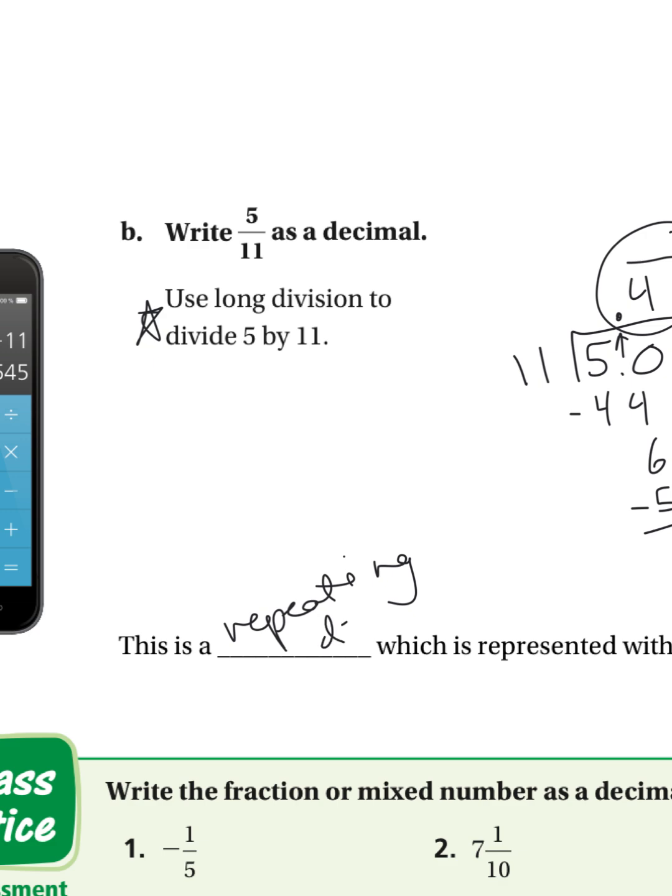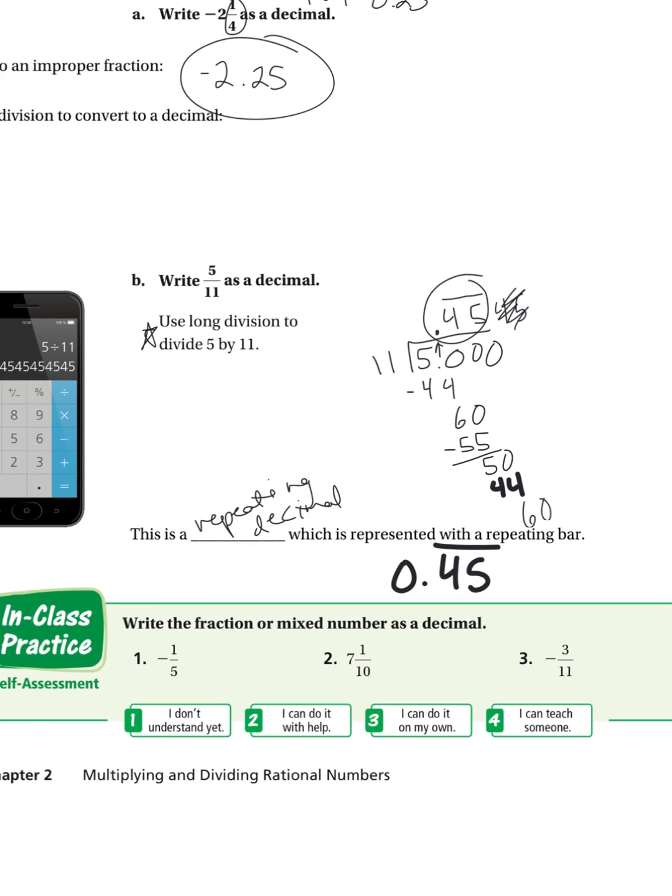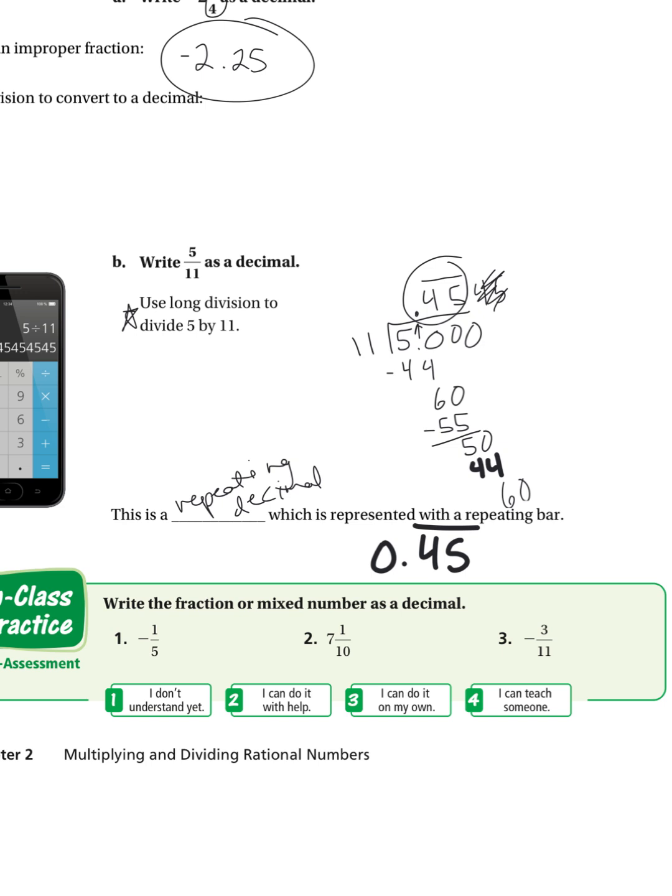Fill in the blank, repeating decimal, which is represented with a repeating bar. So again, we wrote that as 0.45 with a repeating bar. Okay, I am going to let you use your calculator on these next 3, as fun as long division is. So see if you can convert these into decimals. Remember top divided by bottom. And then play the video back to see if you got it right.